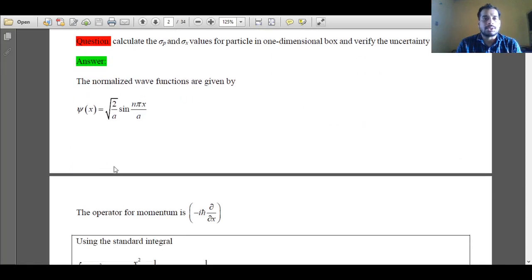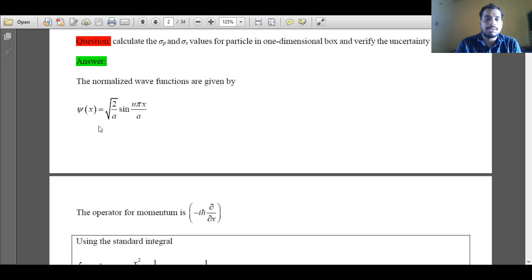Now we'll apply this knowledge to a quantum mechanical system we have discussed, that is, a particle in a one-dimensional box, and we extended that knowledge to a particle in a three-dimensional box. So we'll verify whether the position and momentum operators follow Heisenberg's uncertainty principle for a particle in a one-dimensional box.